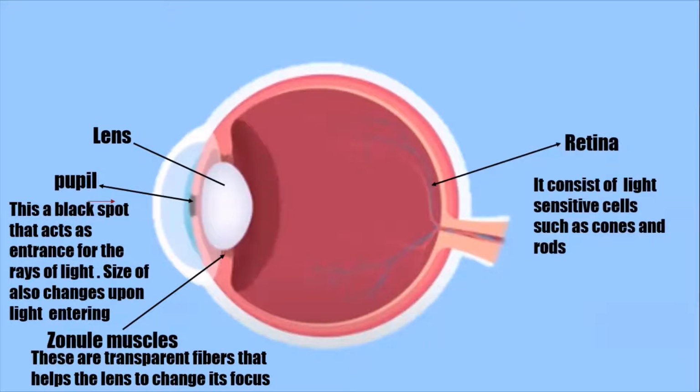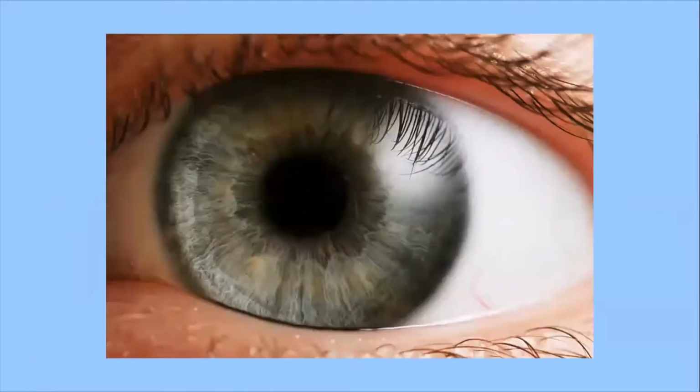The size also changes upon the light entering. In our eyes, this black spot is known as the eye pupil. The pupil contracts when we are sitting in dim light in order to get more light rays, and when we are sitting in front of bright light, suppose we are looking directly at a tube light, then our pupil shrinks in order to get less light, as taking more light can damage the internal organs of our eyes.